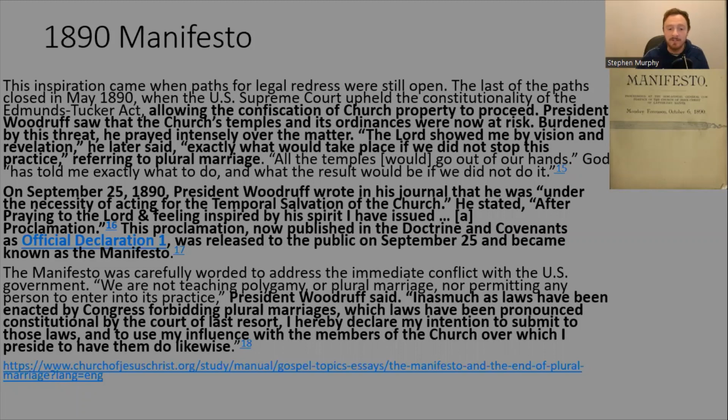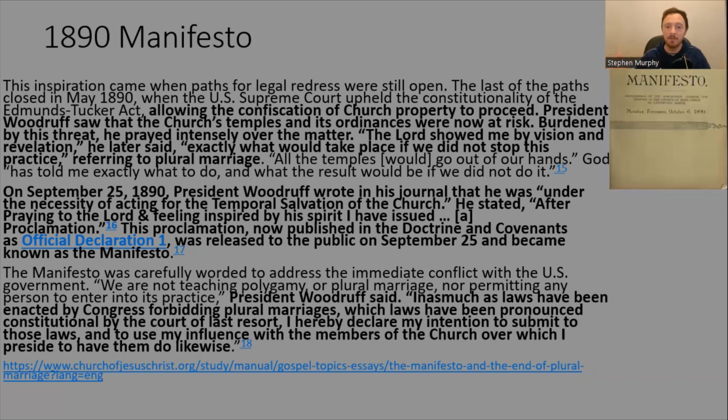The Lord showed me by vision and revelation. He later said exactly what would take place if we did not stop this practice, referring to plural marriage. All the temples would go out of our hands. God has told me exactly what to do and what the result would be if we did not do it. So really, if the church didn't stop, they would lose the temples, which would stop all the ordinances, the ordinances for the salvation of the dead, and they would lose their property, and the church would pretty much crumble if they didn't stop this.